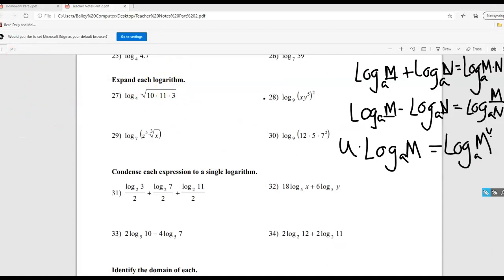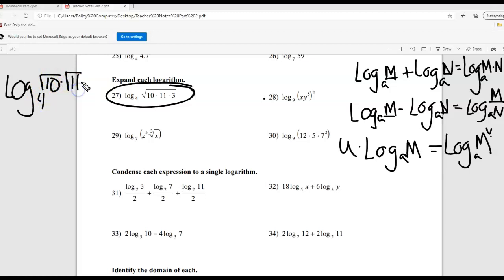So first of all, I think this would be a nice time to pick up right here. So the first thing we're going to do is I want to split that up. So in order to split it up, I'm going to break this square root apart into 3 separate square roots, just like that. Right? And then now I have one logarithm here, and in that logarithm, the argument has 3 things that are being multiplied together: the square root of 10, the square root of 11, and the square root of 3.